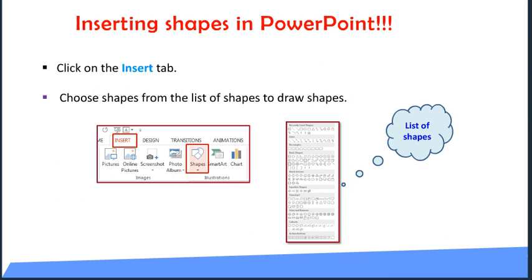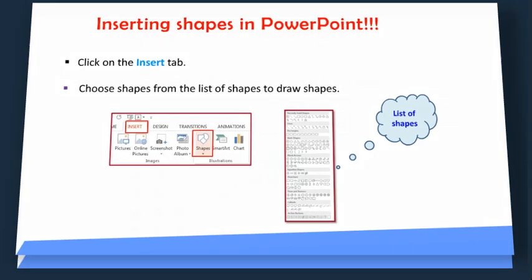For inserting text, we are going to click on the Insert tab. Here, in the PowerPoint window, we can see the Insert tab. So, we should click on the Insert tab and choose Shapes from the list of shapes to draw the shapes. These are the list of shapes. We can choose any shape to draw the shapes.